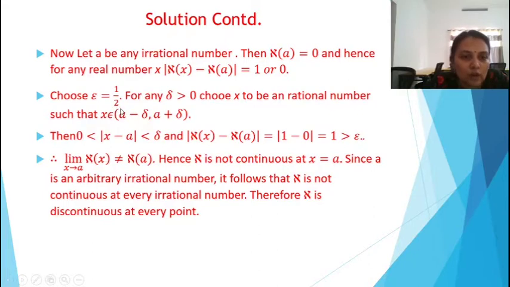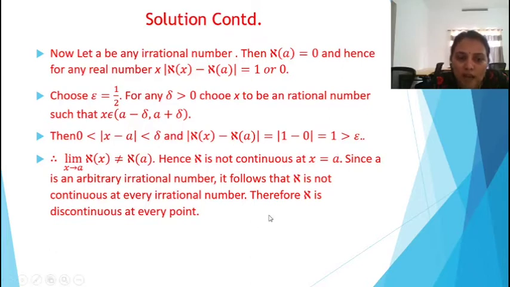Here also choose epsilon equal to half. For any delta greater than 0, choose x to be a rational number such that x is an element of a minus delta, a plus delta. Then 0 less than mod x minus a less than delta, and modulus of chi of x minus chi of a equals modulus of 1 minus 0 equals 1, which is greater than epsilon. Therefore, limit x tends to a of chi of x is not equal to chi of a. Hence, chi is not continuous at x equal to a.